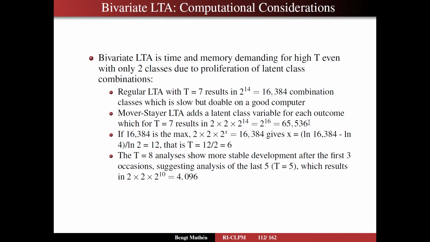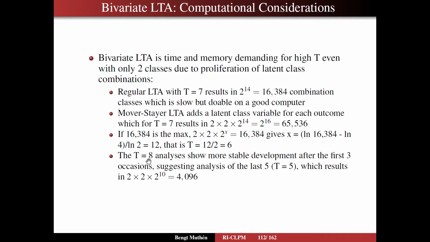So if you say that your computer gives you the max of 16,000 something, which is the case for my computer, then you can solve for how many time points you can handle. And I solve for x here, and x is 12. That is, since we have two processes going forward, I can handle a maximum of 6 time points.